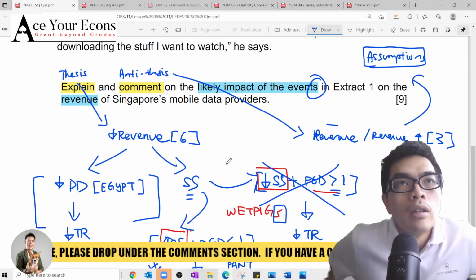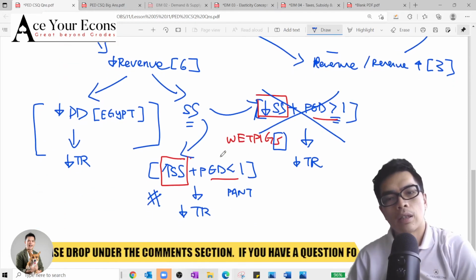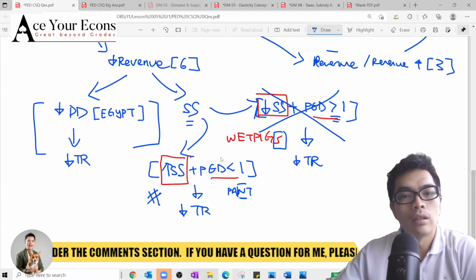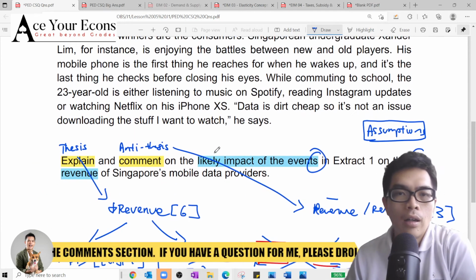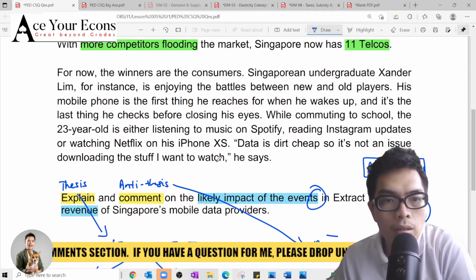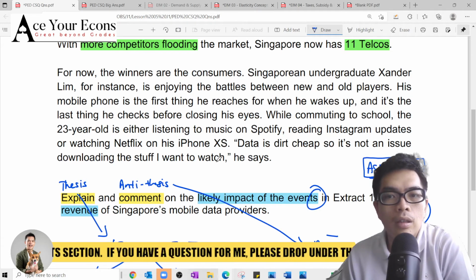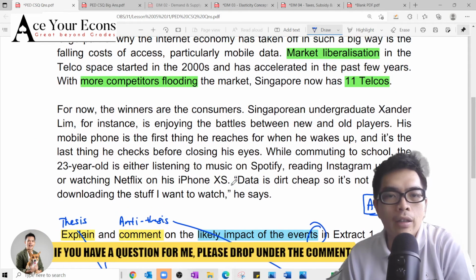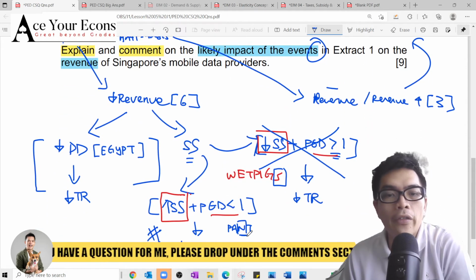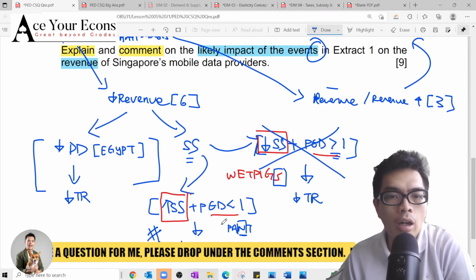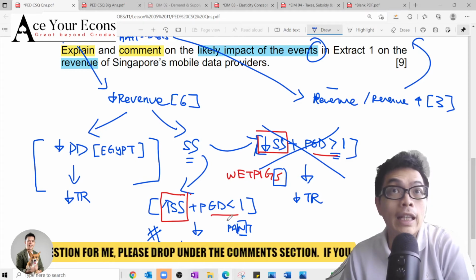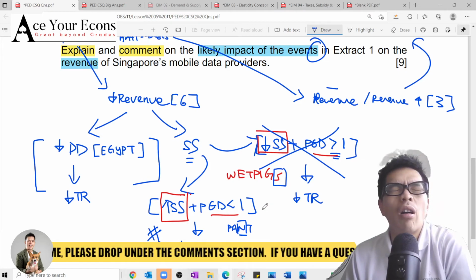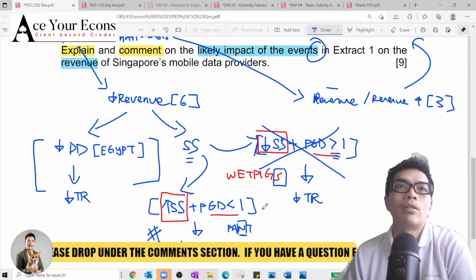What assumption did you make here? I think the assumption I made was that it is a necessity. It is a necessity? Yeah, because I put that mobile data is dirt cheap, so it's not an issue, they need to use it. Right, okay, so necessity is good enough, you don't need the rest. If you have any other interpretation, sure, so long as it fulfills PED being less than 1. Proportion of income spent is very little, or you can tell me that there is no available substitute when you're traveling.